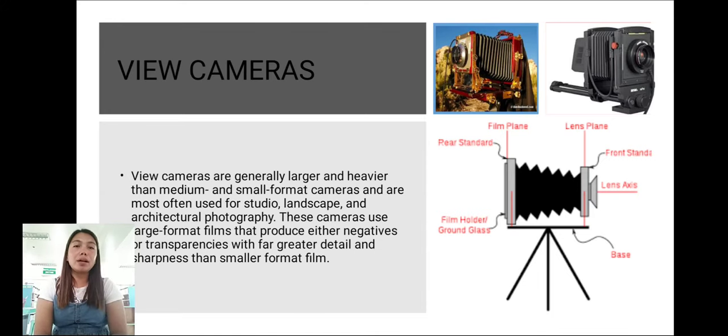Okay? So, view cameras usually are generally large and heavier than medium or small format cameras and are most often used for studio, landscape, and architectural photography. These cameras use large format films. So, ibig sabihin yung films niya is dagko. Okay? That produce either negatives or transparencies with far greater detail and sharpness than smaller format film. So, large format cameras or the view cameras are cameras that use a large format film.